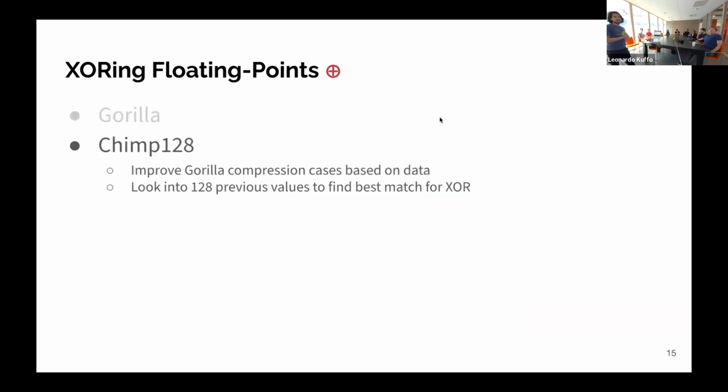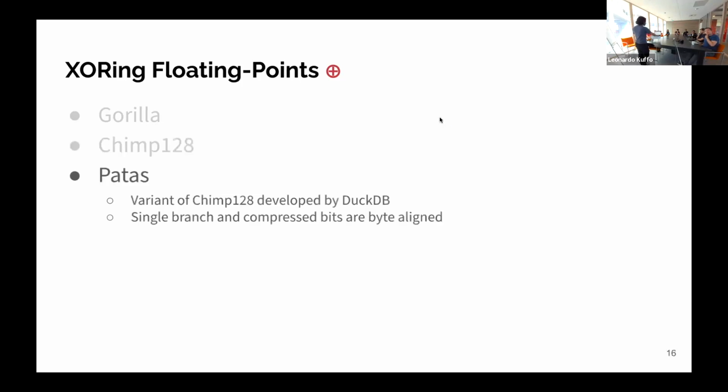Then after Gorilla, Chimp128 was developed. Basically, they improved Gorilla, improving the compression cases based on observations that they did in the data. One of the interesting things they did was that they do not only XOR with the previous value in the stream, but they look into the 128 previous values to find the best match for the XOR, the number that will lead to the most compressible chain among all of these values. This effectively improved compression ratios compared to Gorilla.